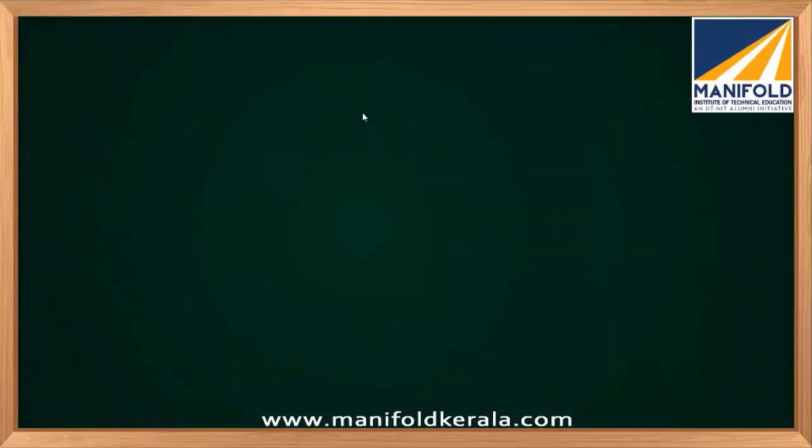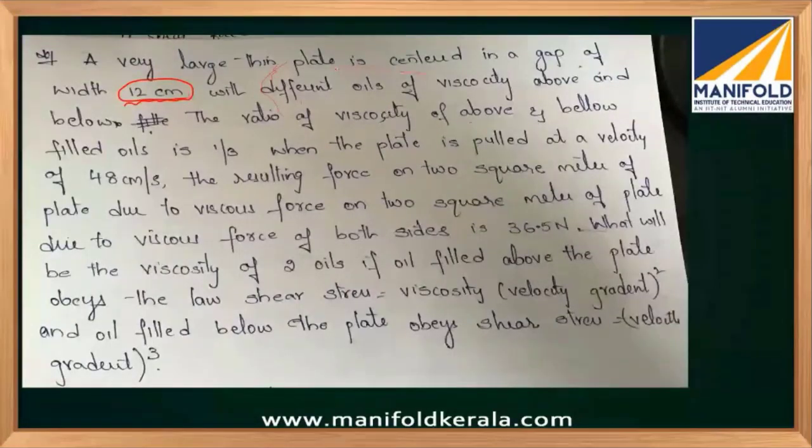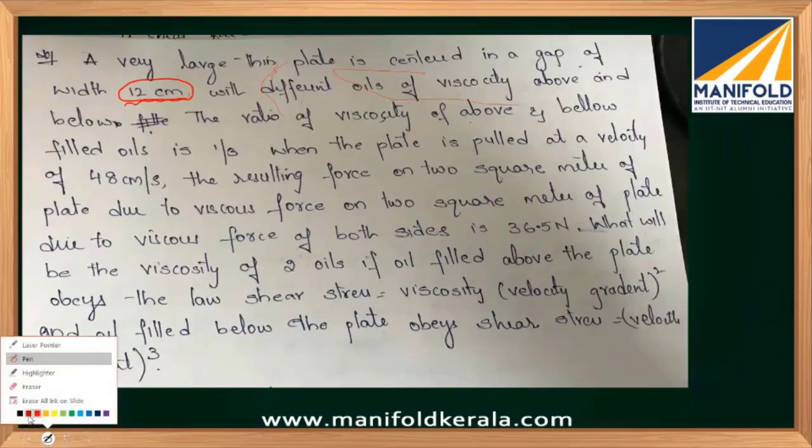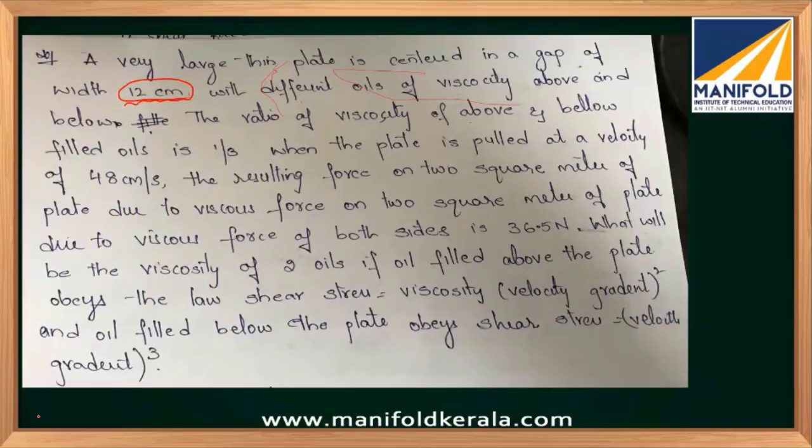With different oils of viscosity above the plate, the ratio of viscosity of above and below filled oil is 1/3, when the plate is pulled at a velocity of 48 centimeter per second.